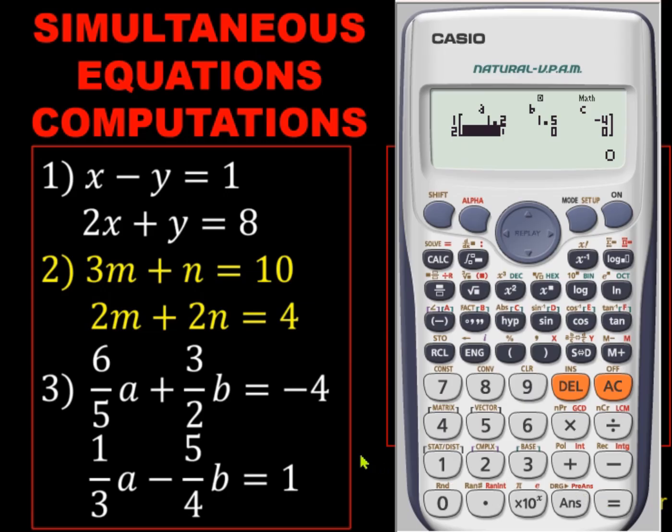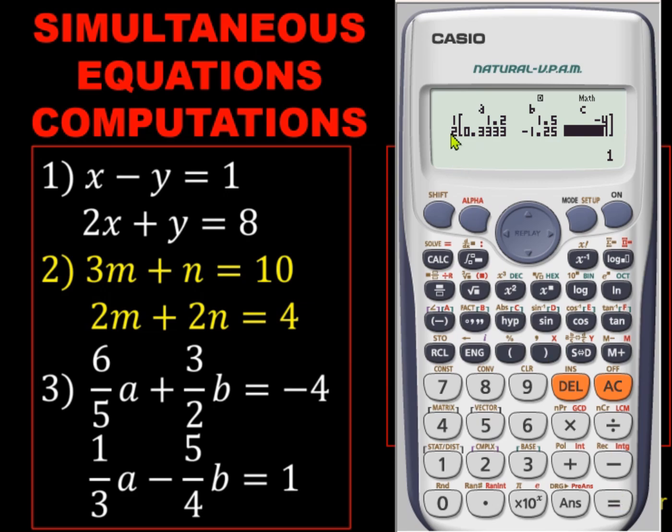It brings you back to the second equation. So the second equation, the coefficient of a is 1/3. 1 divided by 3. And the coefficient of b is -5 divided by 4. And the constant is 1. When you are done, then you press on the equal to sign.